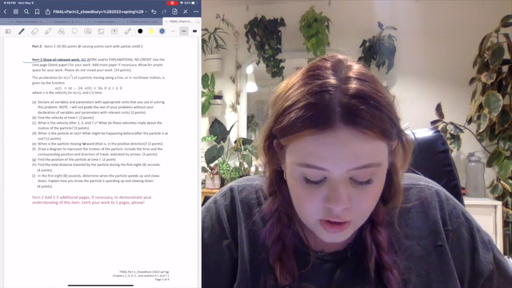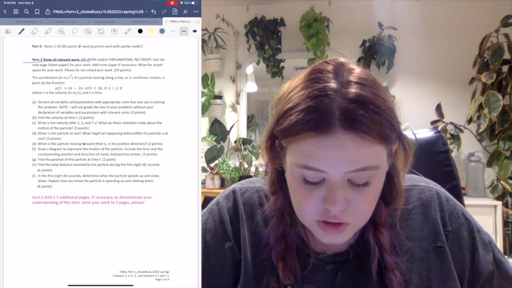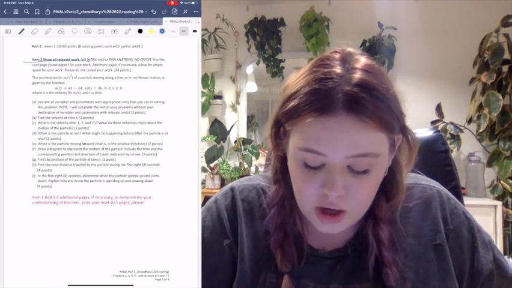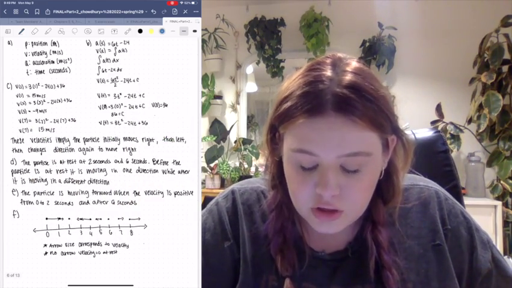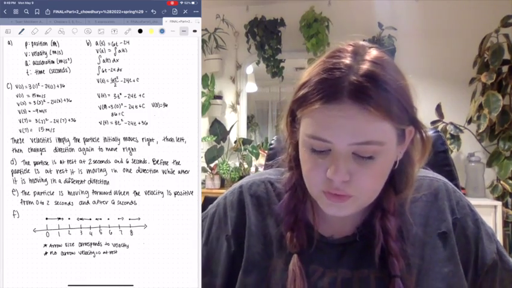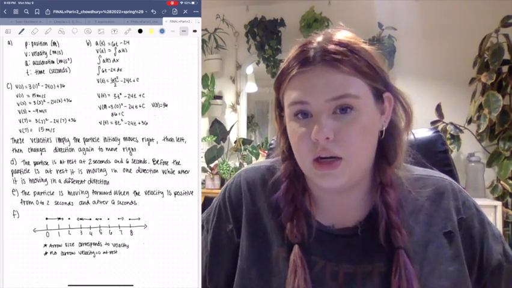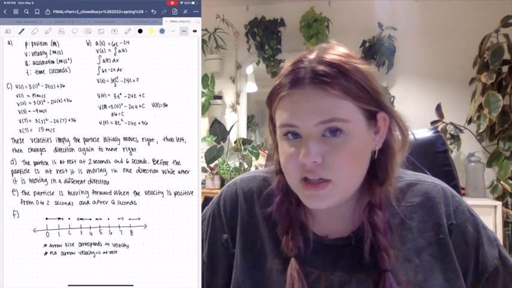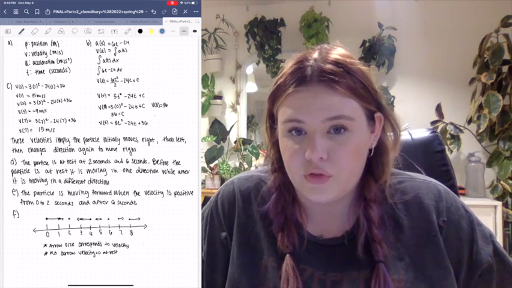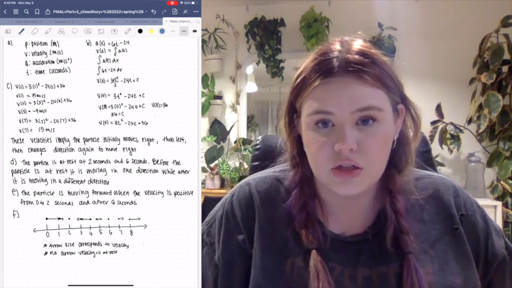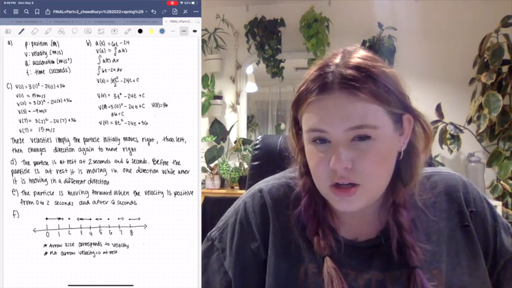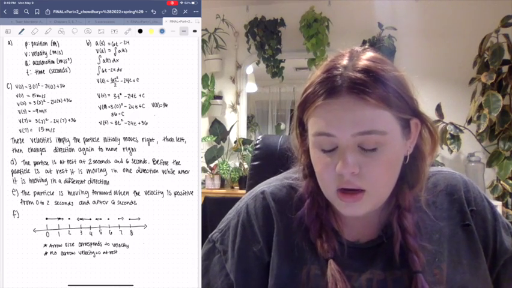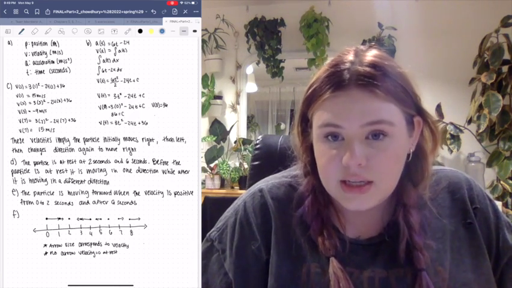So the first thing you asked us to do was draw a diagram to represent the motion of the particle, include the time and the corresponding position, and the direction of travel indicated by the arrows. We've drawn a motion diagram on an exam before, and I don't think we did it to what you wanted for your specifications, so we had to adjust our method. I'm still not sure if it's exactly what you were looking for, but we tried our best.